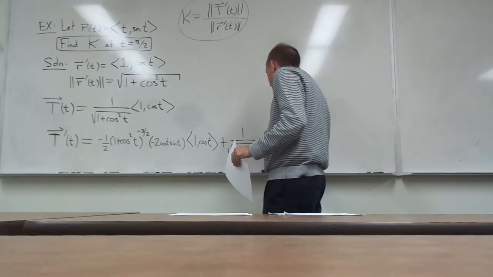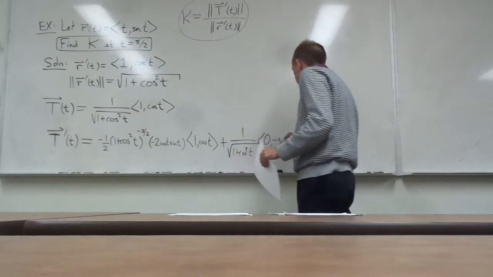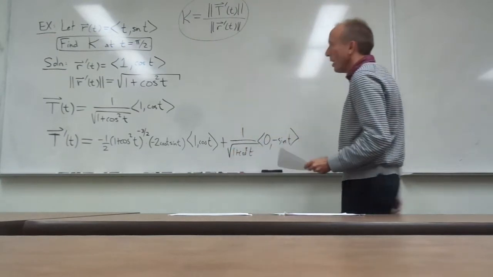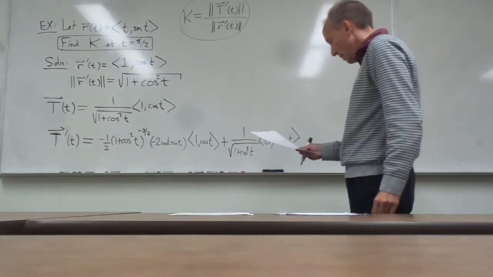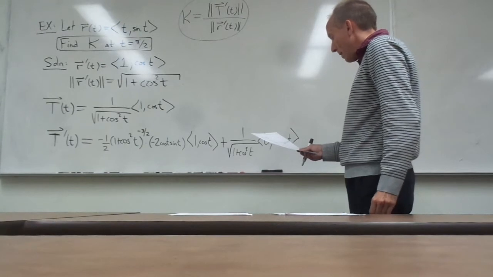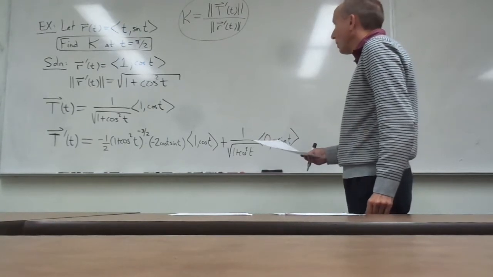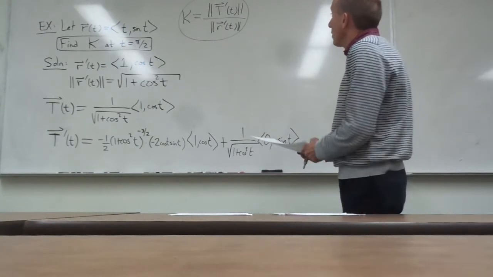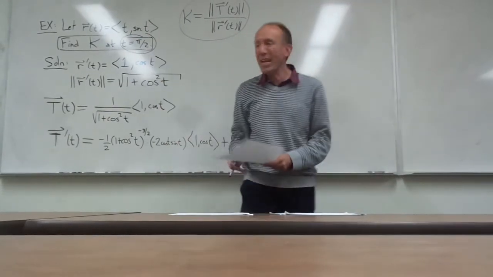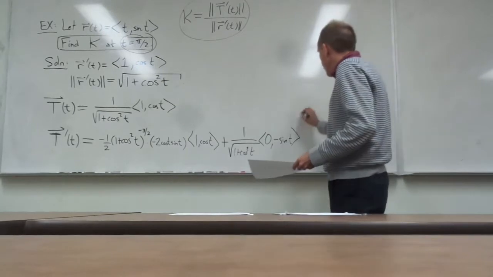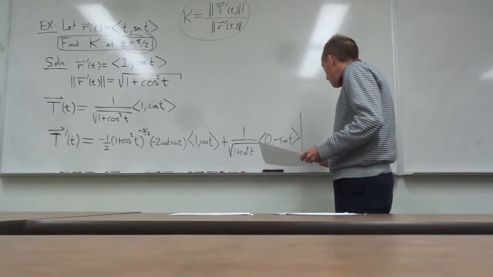So it's a little bit messy. The derivative of the second part would just be 0 and negative sine of t. So we get something that looks kind of like that. And now we can plug in our time. We've taken all of the derivatives that we need. We can plug in our time, which is pi over 2.